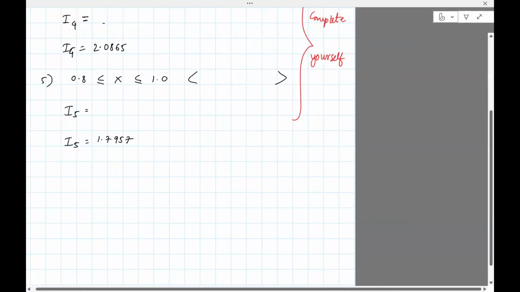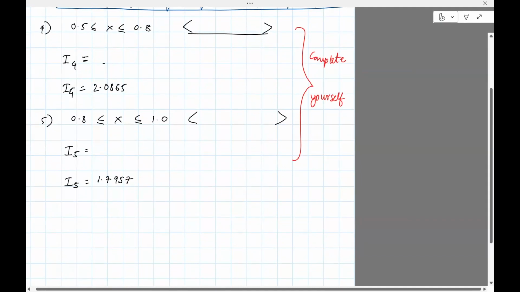Was there really ever a case when you would use the rectangular rule? No, you wouldn't use it. Pretty much trapezoidal is the way to go. You wouldn't use something which is this inaccurate. Okay, that's fine.